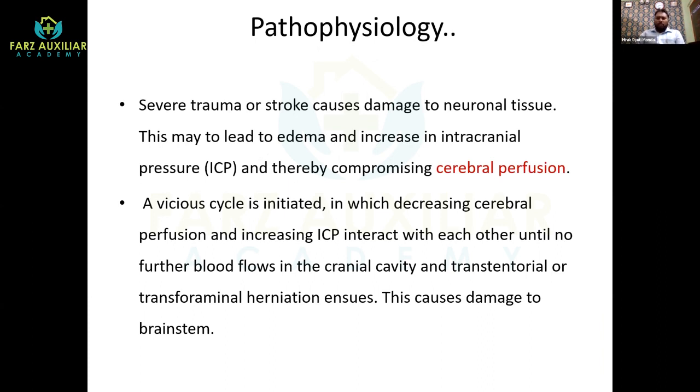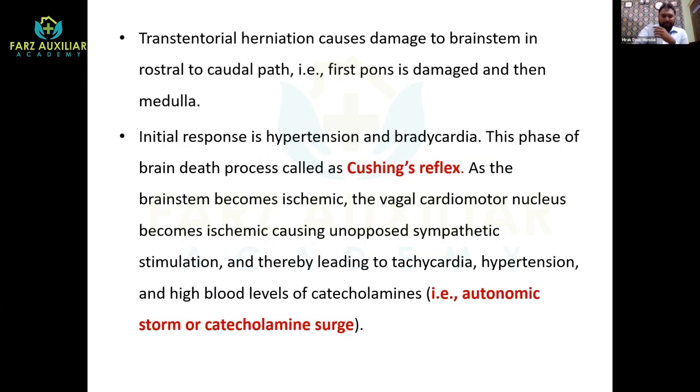So severe trauma and stroke cause damage to the tissues, increasing ICP and decreasing cerebral perfusion pressure. Ultimately, there occurs a vicious cycle where ICP goes on and on, CPP goes down, and there is more damage to the brainstem, and ultimately herniation occurs. This herniation occurs in a rostral to caudal path, that is from midbrain, pons, and lastly the medulla. So what is the initial response? The initial response is hypertension and bradycardia. This phase is called the Cushing reflex, that you all know.